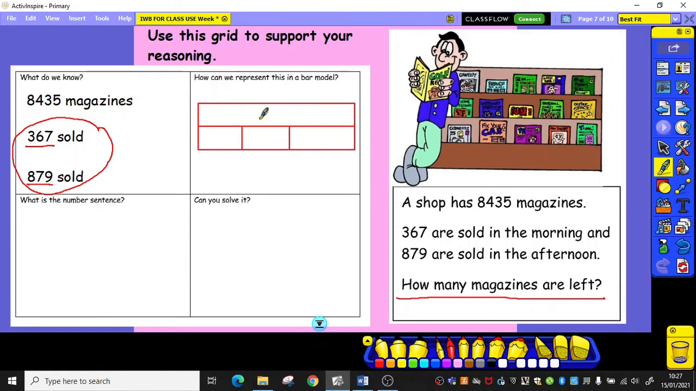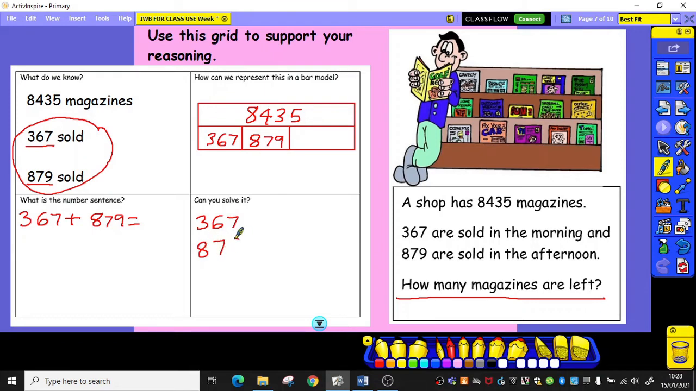So on the bar model, we've got 8,435 as our total. We know that we've sold 367. We know that we've then sold in the afternoon 879. So therefore, I need to know how many were actually sold. I'm going to need to add those two amounts together. This is my number sentence. How do I set about solving that? Is using my written method.